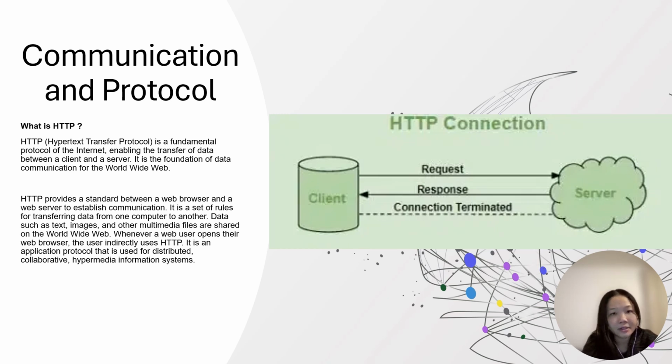And the last, client processes the response. The client receives the server response and processes it accordingly. For example, if the response contains an HTML page, the browser will render and display it. If it's an image or other media file, the browser will display or handle it appropriately.